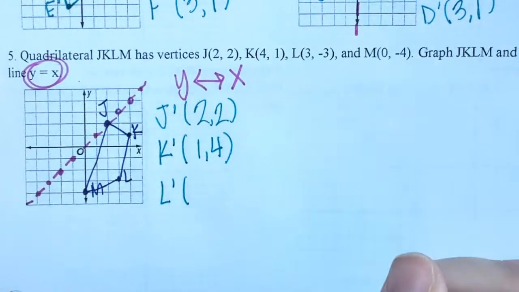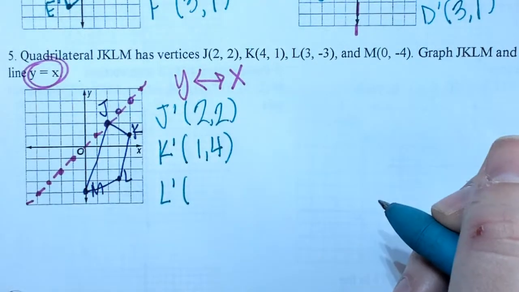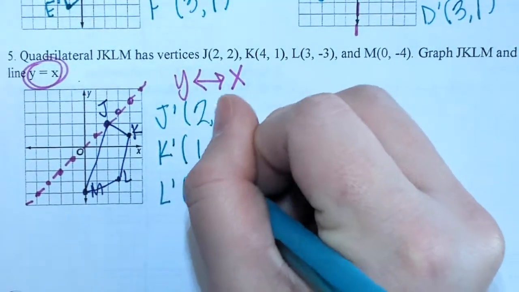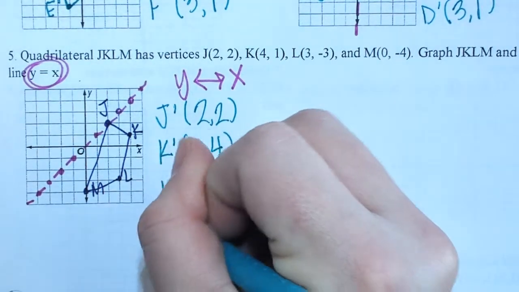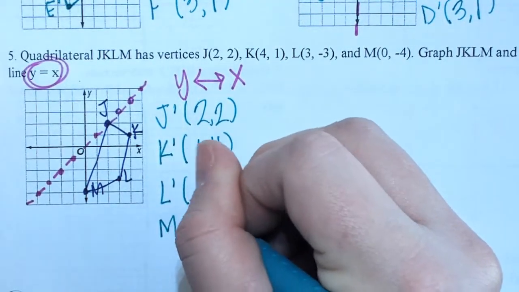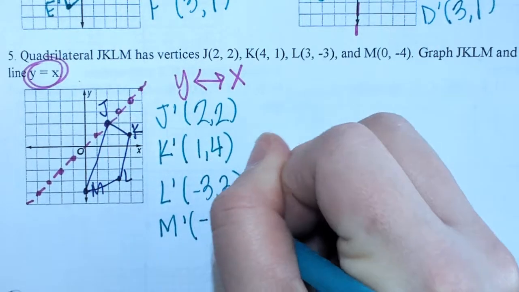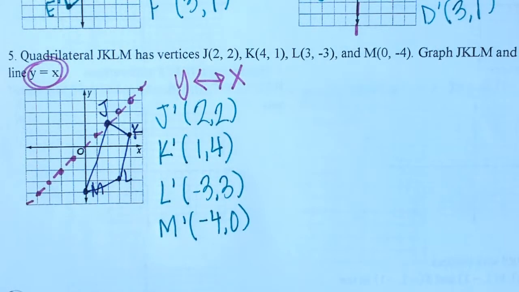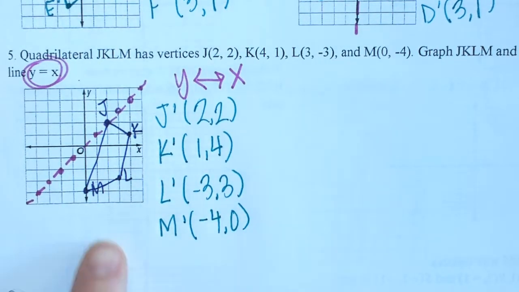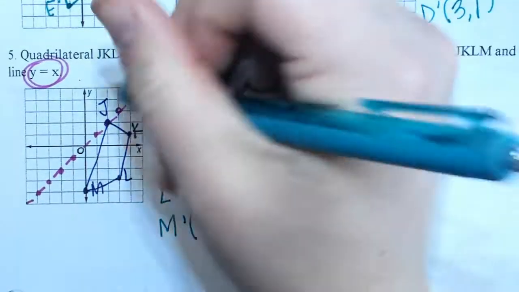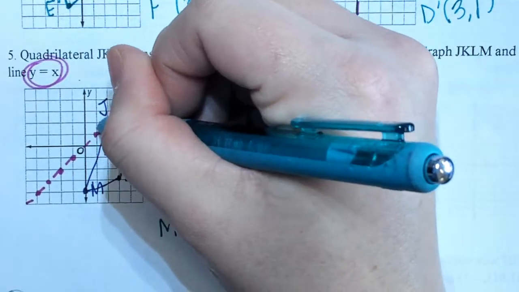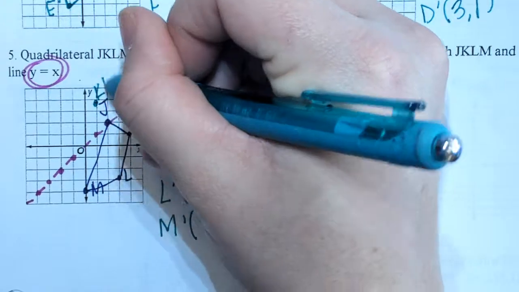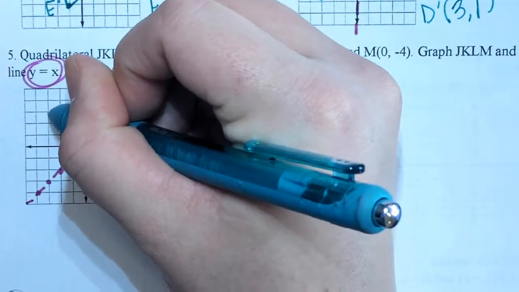L prime becomes M prime becomes, right, good. Those are your tricks. You just have to remember the tricks because that would be really hard to count. So K becomes 1, 4, that's K prime. Then you have negative 3, 3.